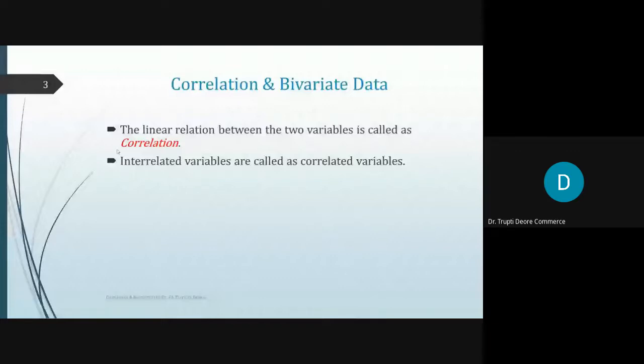For example, marks and intelligence quotient of students, IQ of students and marks. There is a relation between these two, right? Two variables. Mostly those students who have a high IQ have high marks, or vice versa. So there is a particular relationship between these two variables. It is called a correlation if it is formed in a linear format.